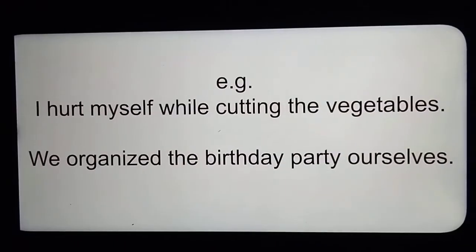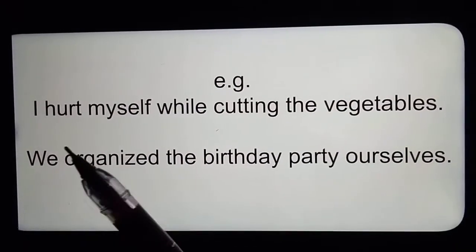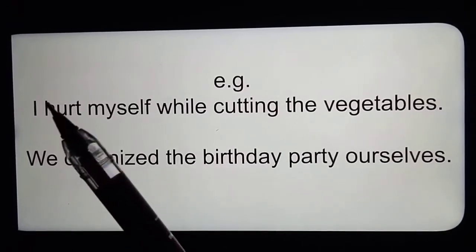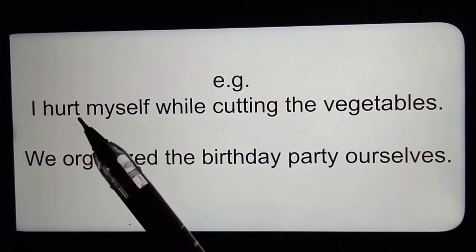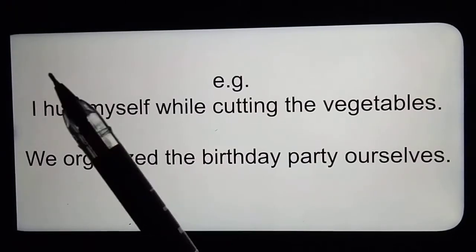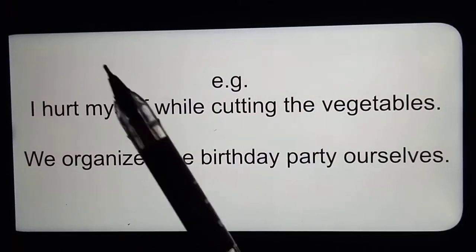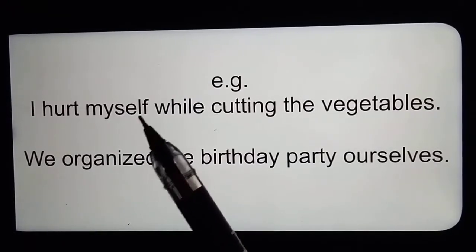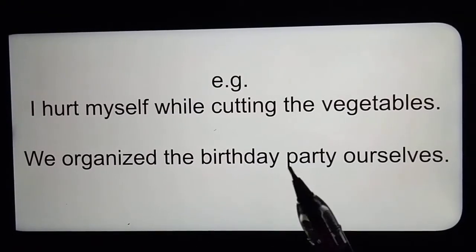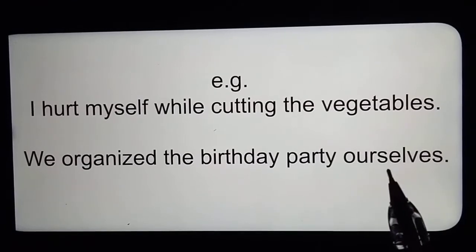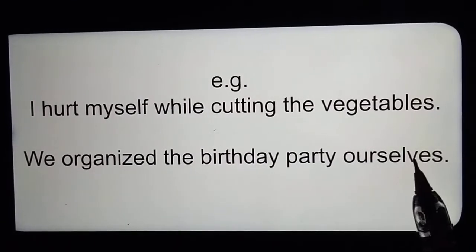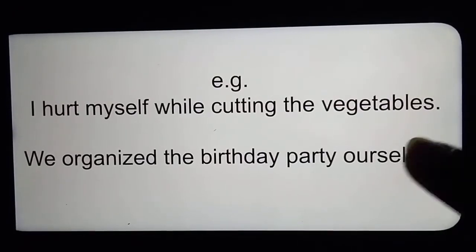Let's see their uses in an example. I hurt myself while cutting the vegetables. So I hurt myself. Myself means the word is reflecting back to the subject, reflecting back to I. So this is a reflexive pronoun. We organized the party by ourselves. Again the word is reflecting back to we. So this is a reflexive pronoun.